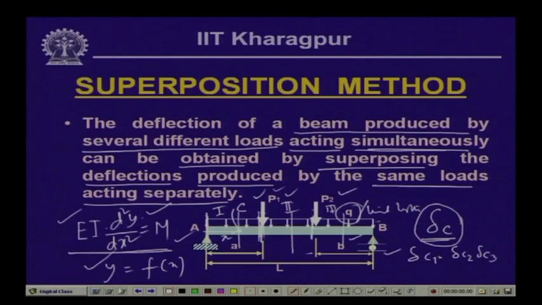If we add these 3 deflections together, delta c1 plus delta c2 plus delta c3, we will get the total deflection delta c, which we would otherwise have obtained from the expression of the elastic curve had we taken all the loading simultaneously. This is what we call the method of superposition, where we can compute the deflection at any point in the beam when many loads are acting on it.